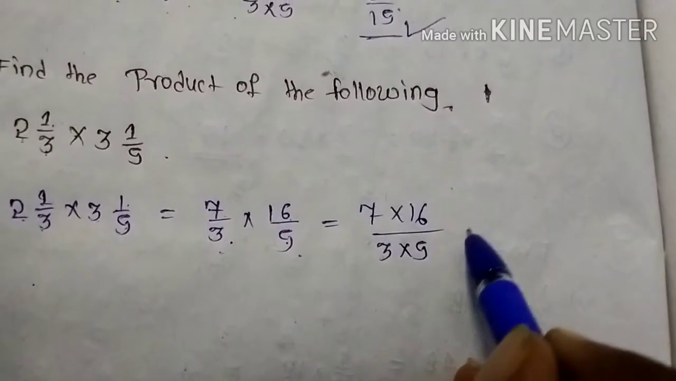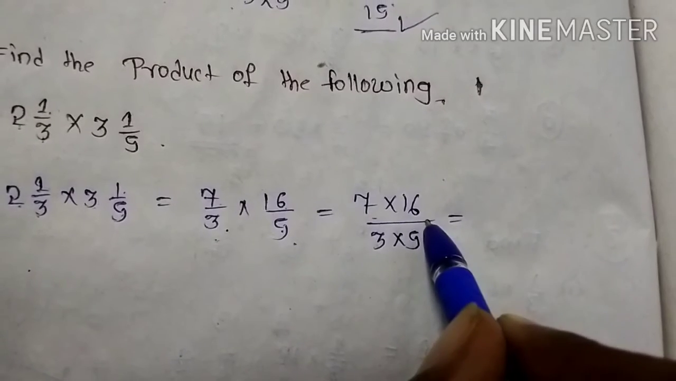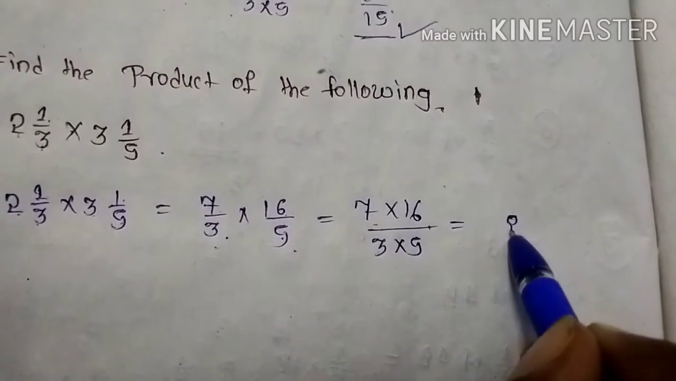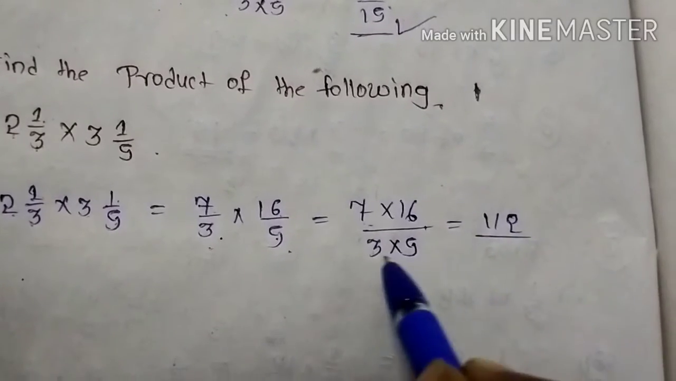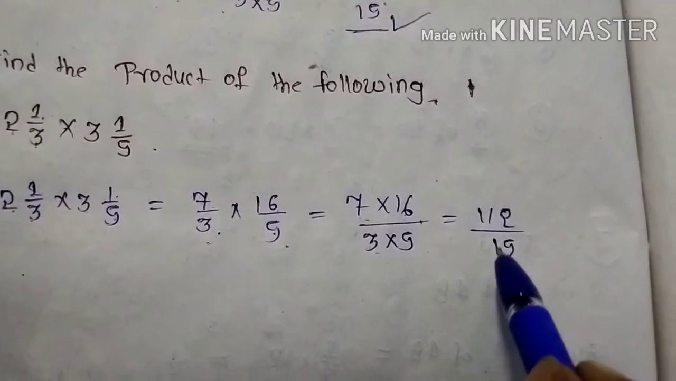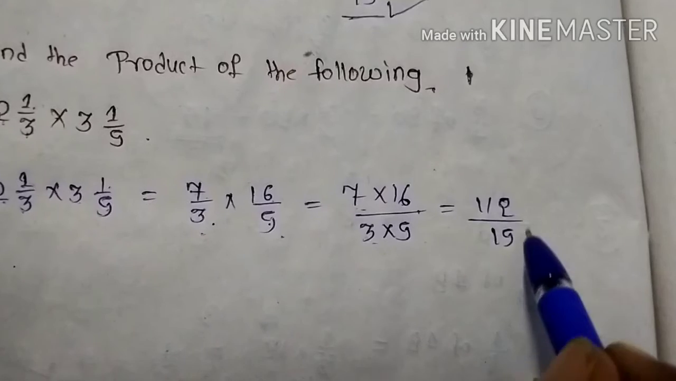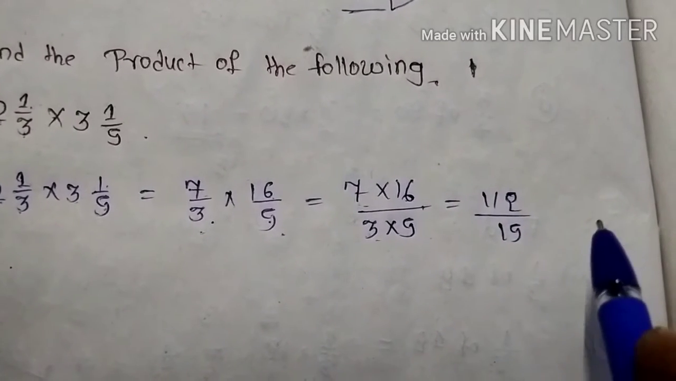That means you can say 7 16s are how much? 7 6s are 42. 7 1s are 7. 7 plus 4 is how much? 112. 3 5s are how much? 15. So 112 by 15.